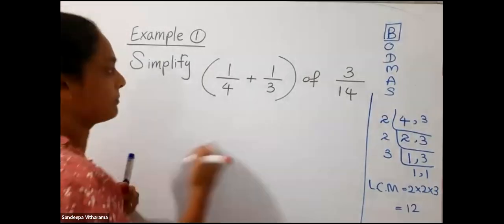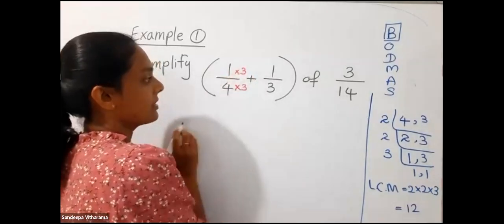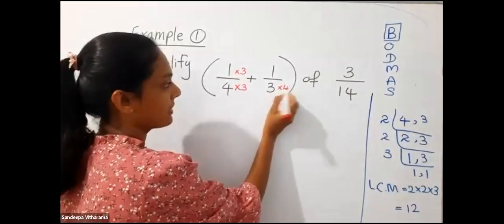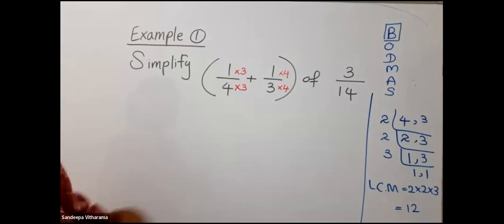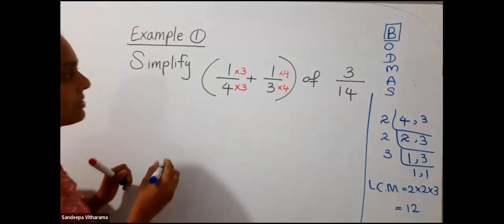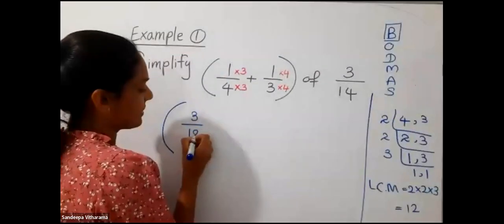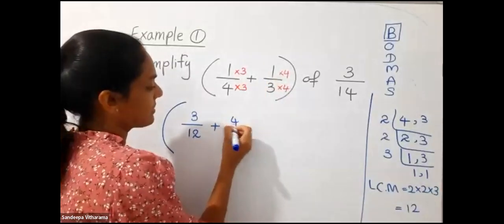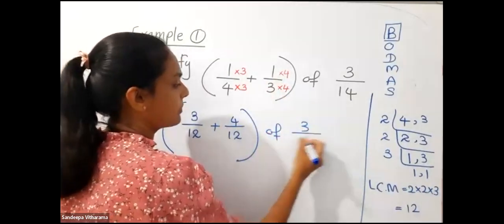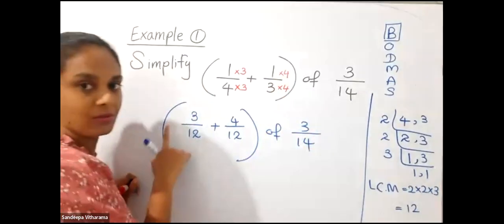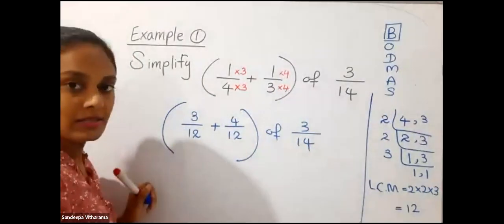We have to multiply 4 by 3. So you have to change the numerator also. Here multiply 3 by 4. So change the numerator as we change the denominator. So now 1 into 3 is 3. 4 into 3 is 12. And 1 into 4 is 4. 3 into 4 is 12. Of 3 upon 14. And now you can see here there are two fractions with the same denominator.